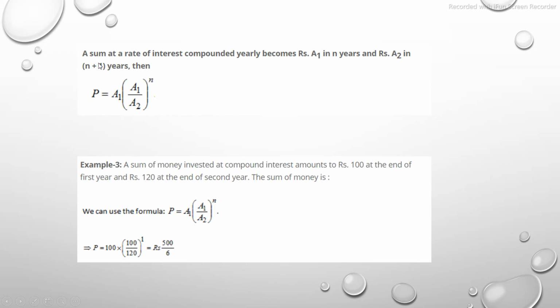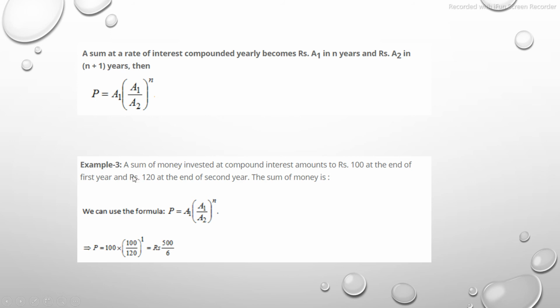Next is, a sum at a rate of interest compounded yearly becomes rupees A1 in n years and rupees A2 in n plus 1 years. Then the principal amount is given as A1 into A1 by A2 to the power n. So when it is compounded yearly and it becomes A1 in n years and A2 in n plus 1 years, that is in consecutive years, P will be calculated with this formula.